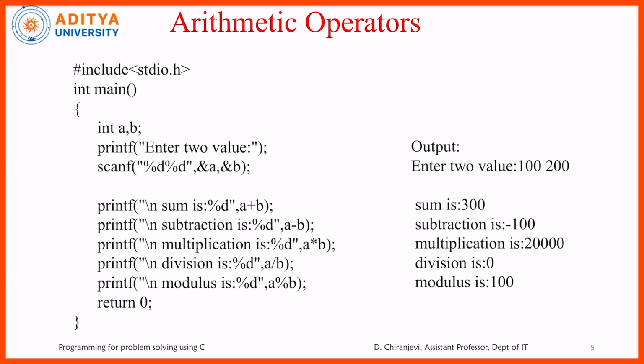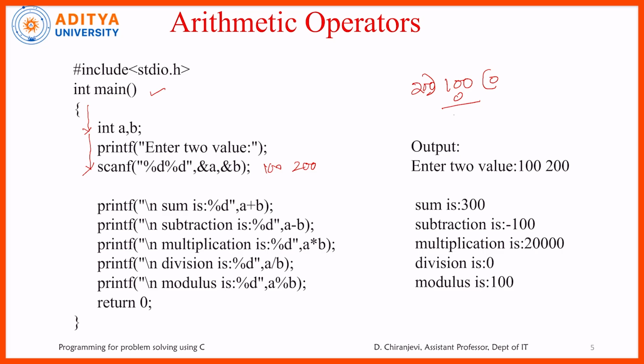In this example, we will try to understand how arithmetic operators work. Program execution starts from the main function, then the control flow falls down and reads two values in scanf. Let us say a value given is 100 and b value given is 200. Then you perform addition, subtraction, multiplication, and then division and modulus. Here I will perform 100 division 200, so you will get quotient 0.